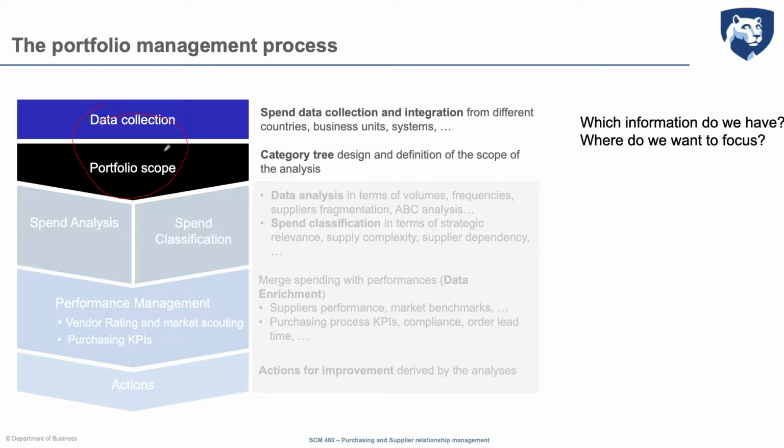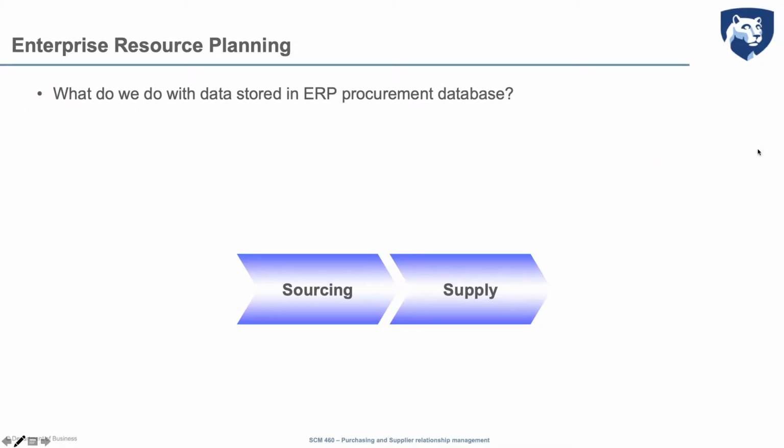So the first two basic questions that we want to ask in order to arrive at the definition of a category strategy are: which information do we have to define the strategy for each category, and among the different categories, which are the ones where we want to focus. In particular, we have seen how it works in practice.